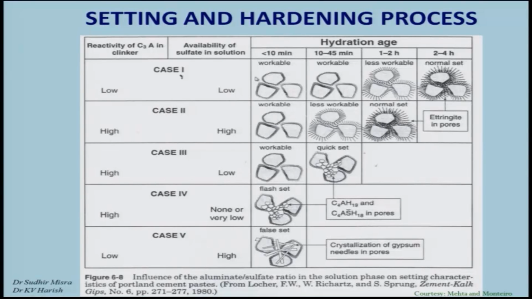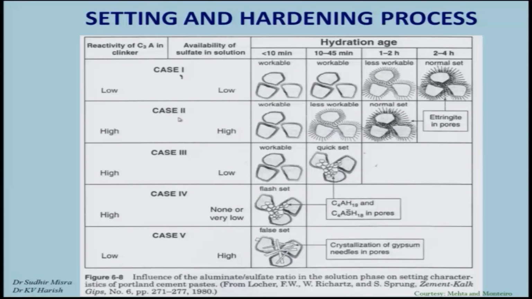In such case the mixture will be workable at the first level, and at the second level between 10 to 45 minutes the mixture will still be workable, and at the third level it will be less workable because ettringite starts forming, and typically we get a normal set of 2 to 4 hours, and the first case is what is a typical case that we prefer to have in the Portland cement based paste system.